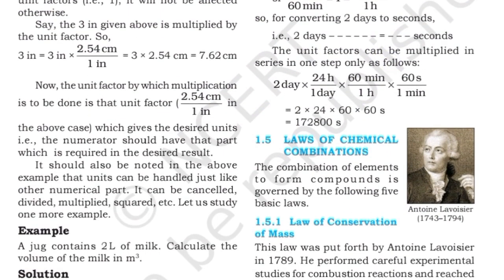Now, the unit factor by which multiplication is to be done is that unit factor, 2.54 centimeter / 1 inch in the above case, which gives the desired units, that is, the numerator should have that part which is required in the desired result. It should also be noted in the above example that units can be handled just like other numerical parts. They can be cancelled, divided, multiplied, squared, etc. Let us study one more example.